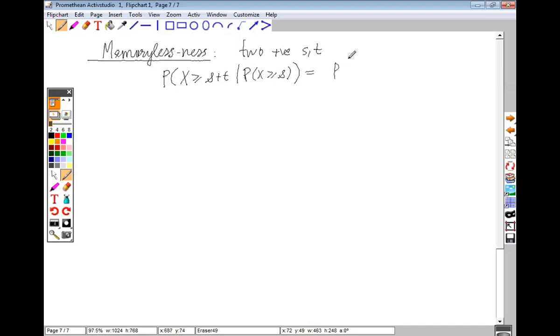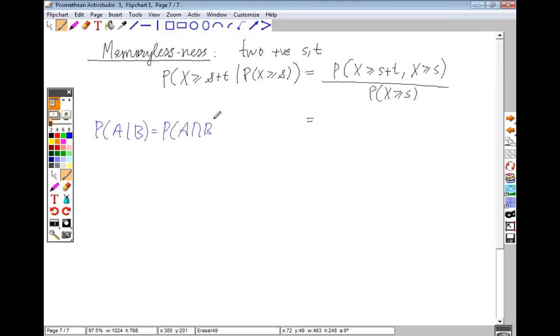So what we have here is the probability that my X takes a value greater than S plus T and that my X also takes a value greater than S, upon the probability that my X takes a value greater than or equal to S. And next will come the step which she just spoke about. So remember, what we had here was probability of A given B, and that will just be my probability of A intersection B upon the probability of B. All right. So that is what we are using.